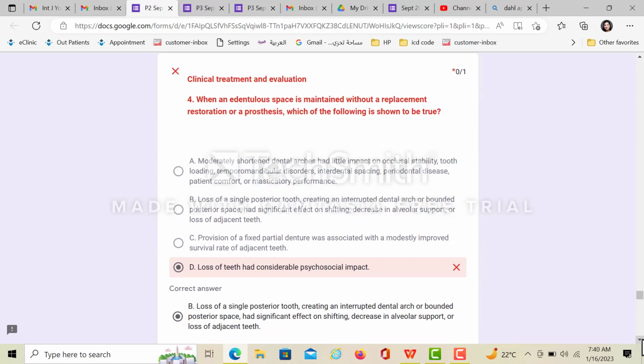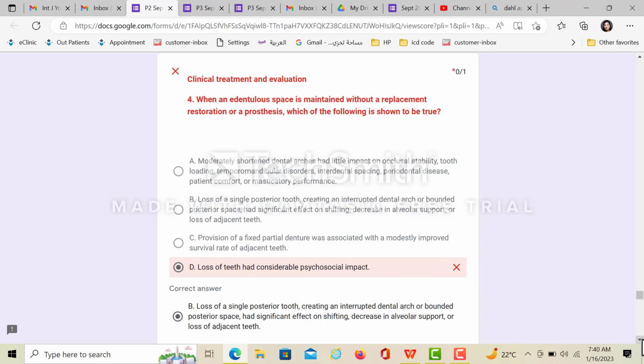When an edentulous space is maintained without a replacement, restoration, or a prosthesis, which of the following is shown to be true? So what they are asking is which statement is true. When there is a space and you're maintaining it without a replacement, what can happen? Well, moderately shortened dental arches had little impact on occlusal stability, tooth loading, TMJ disorders, interdental spacing, periodontal disease, patient comfort, or masticatory performance. Okay, loss of a single posterior tooth creating an interrupted dental arch or bounded posterior space had significant effect of shifting, decrease in alveolar support, or loss of adjacent teeth.